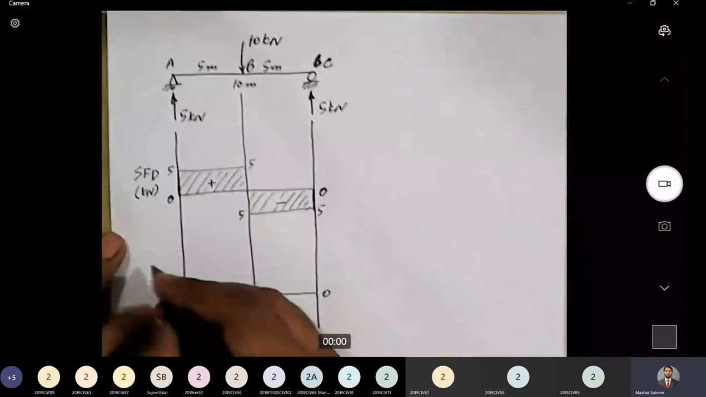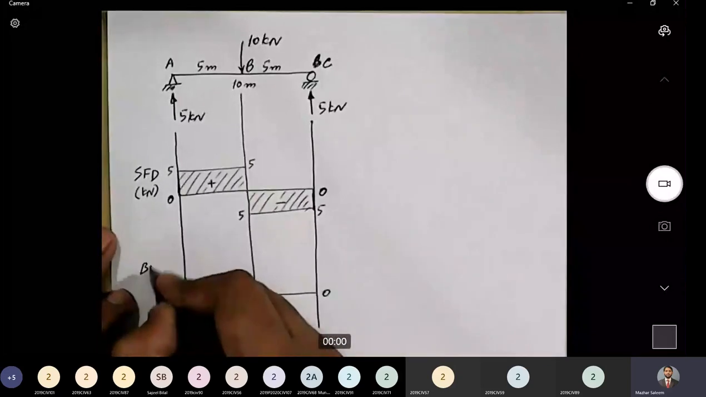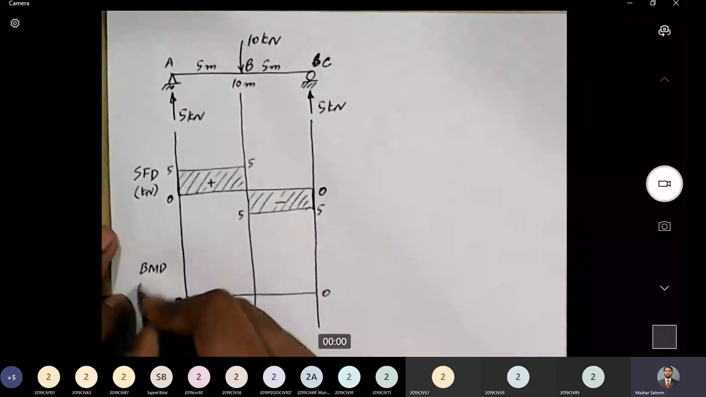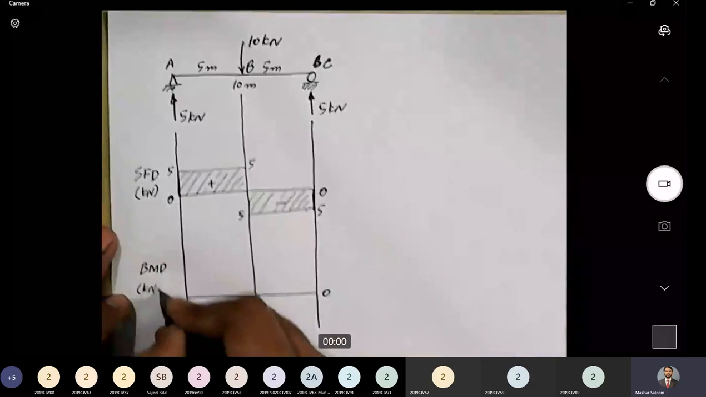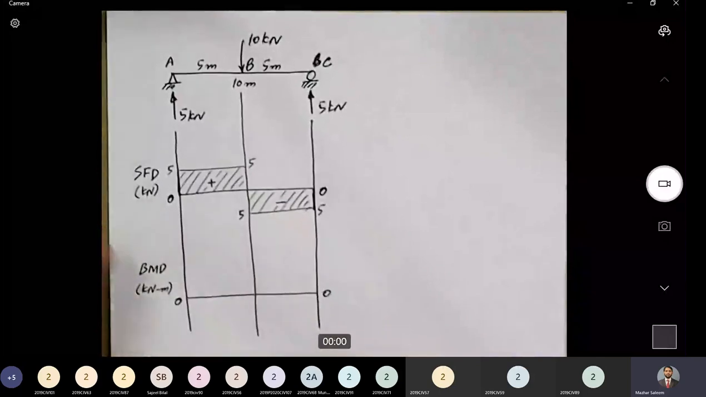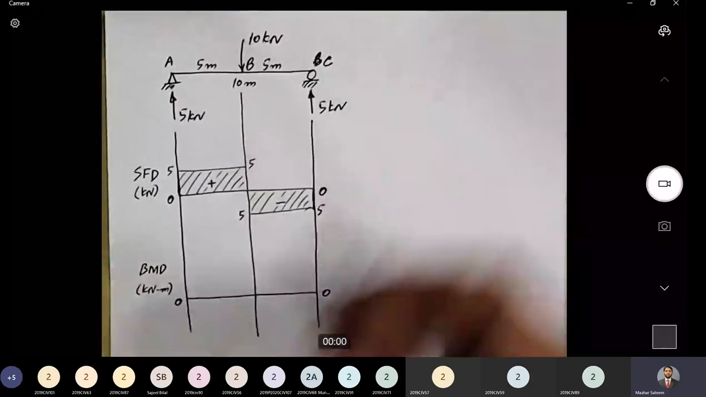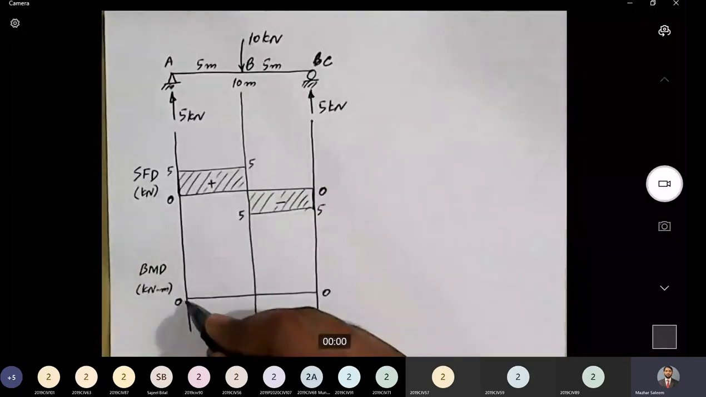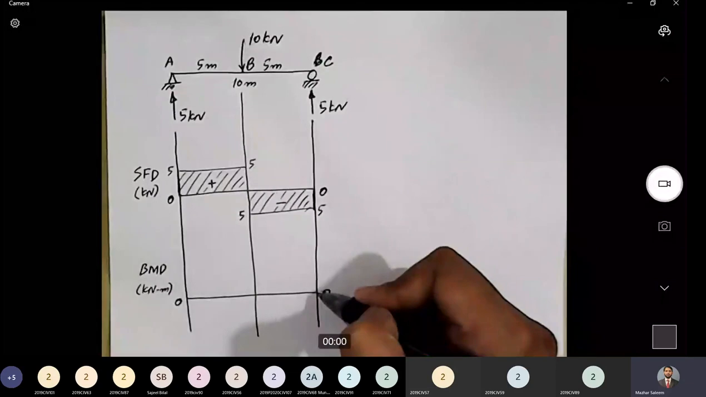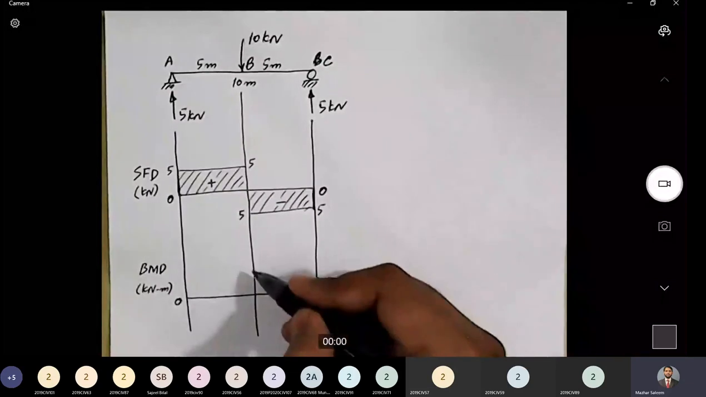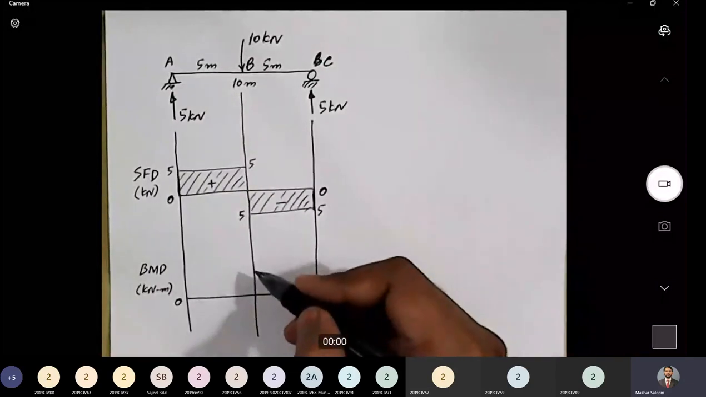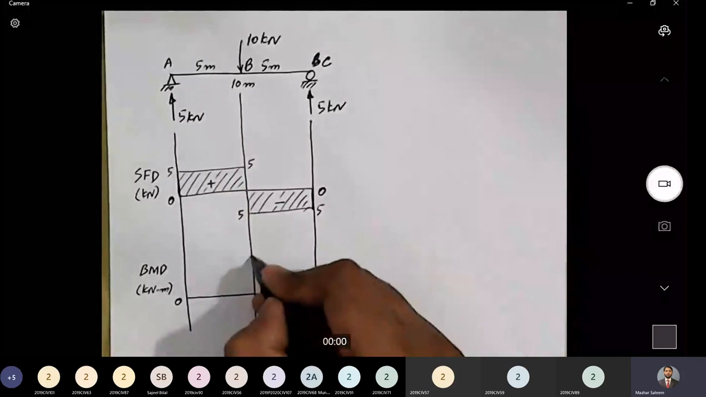0, 0, and we are going to draw the bending moment diagram, and the units will be kilonewton meter. Okay. Now, what is the value of bending moment at point A? The value of bending moment at point A is equal to 0. And what is the bending moment at point C? It was also equal to 0. How much was the bending moment at point B? At point B, it was 25 kilonewton meter.